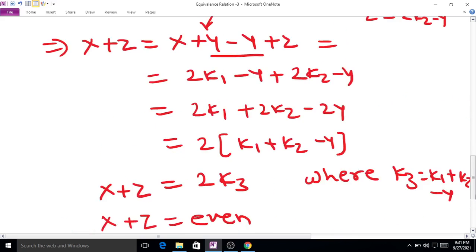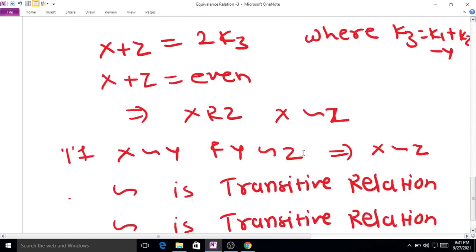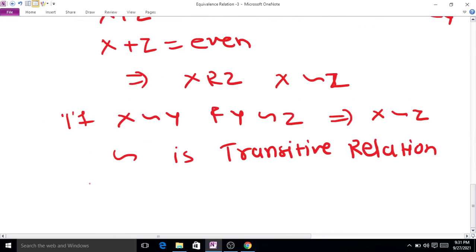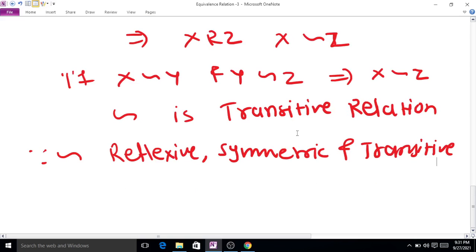Now, since the given relation is reflexive, symmetric and transitive, therefore it is an equivalence relation.